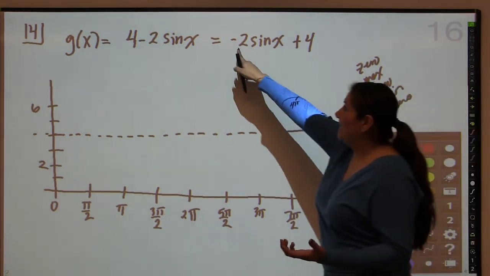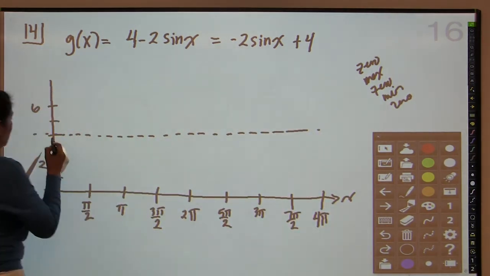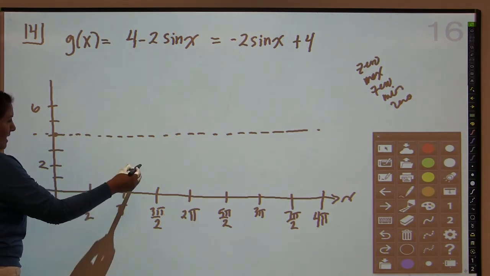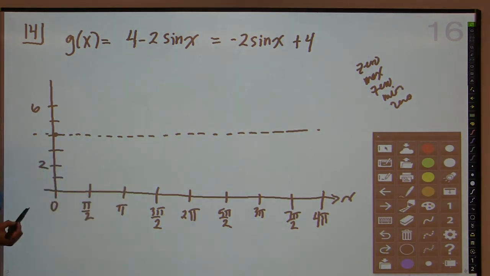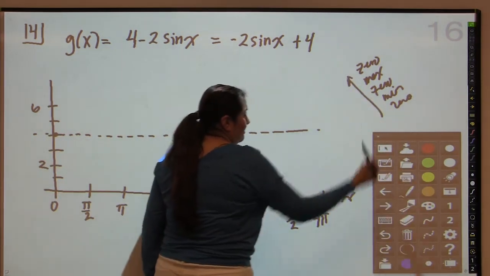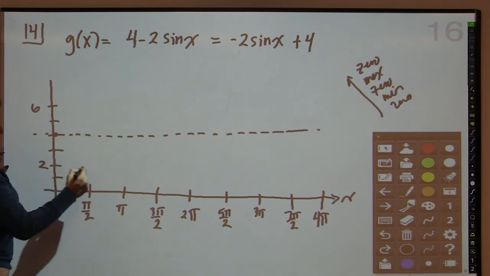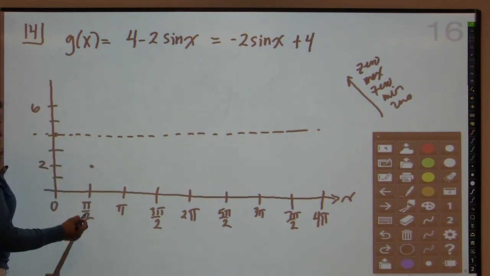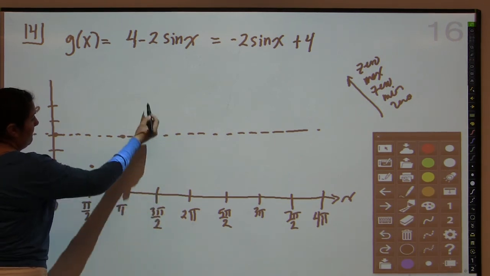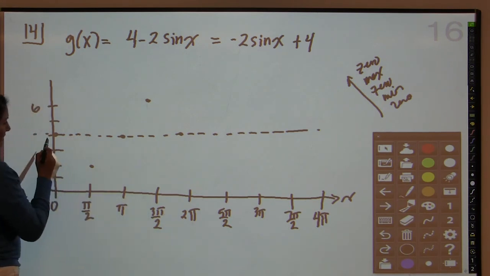When you have a negative, that flips it around. So normally I would go 0, max, 0, min, 0. But because it's negative, I'm going to start down here and go this way. That's it. So I'm going to be at 0. You just switch the max and min. My min is going to be right here at that pi over 2. At pi, I'm back at 0. At 3 pi over 2, I'm going to be at my max. And at 2 pi, I'm right here. Connect the dots.